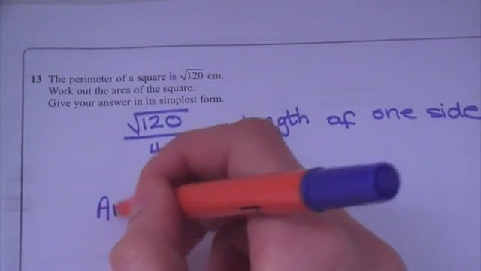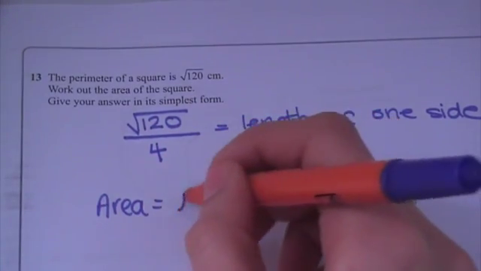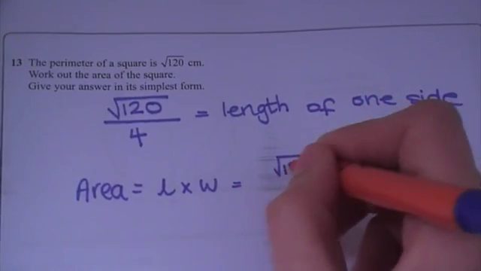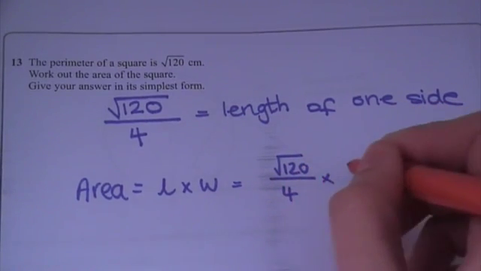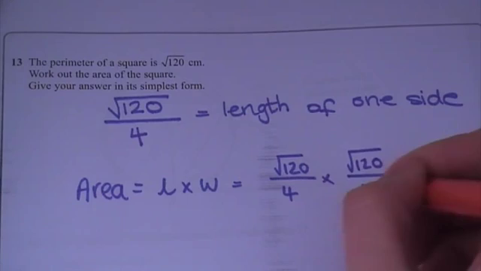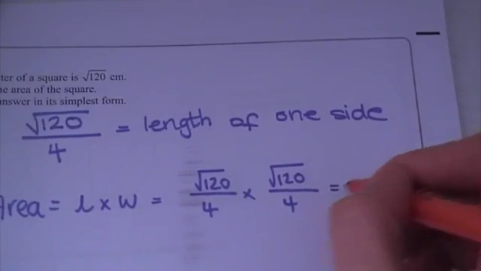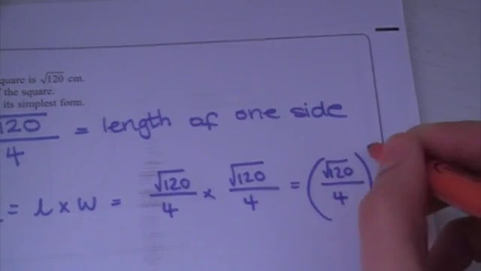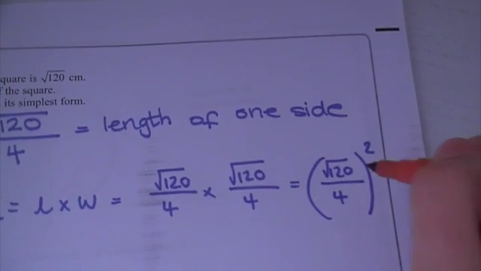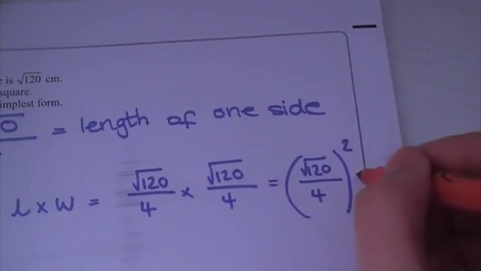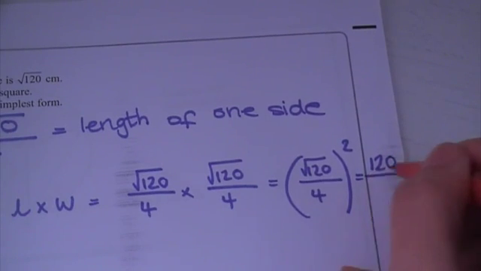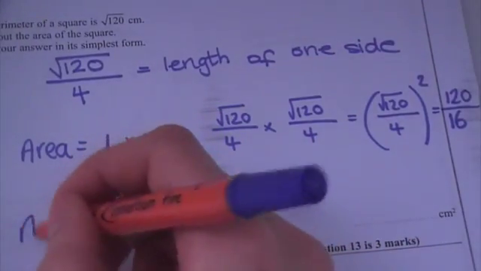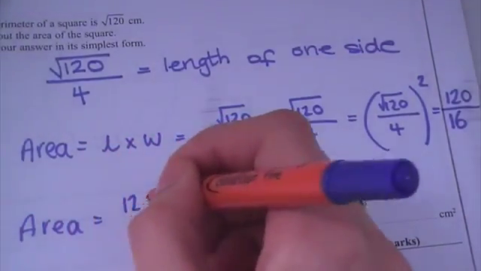To work out the area of a square, you're going to do the length times the width, which with the square they're exactly the same. So it would be the length of one side times itself or times another side. So we're looking at root 120 over 4 squared. So if you've got a square root of 120 and you're squaring it, that's going to cancel out to 120, and then we need to do 4 squared to get 16. So at the moment we've got area equals 120 over 16.